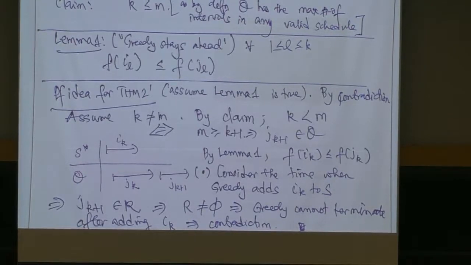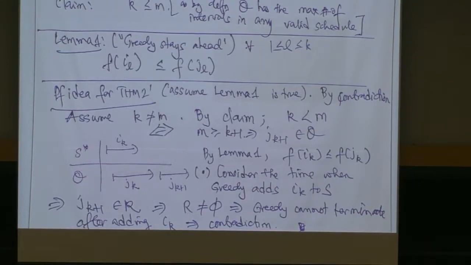No. The claim that k is less than or equal to m automatically follows from the fact that m is the size of the largest possible valid solution. So k can never be bigger than m, because greedy also outputs a valid solution. By definition of m, any valid solution cannot have more than m. So it's always less than or equal to m. What we are proving here is it cannot be strictly less than m.